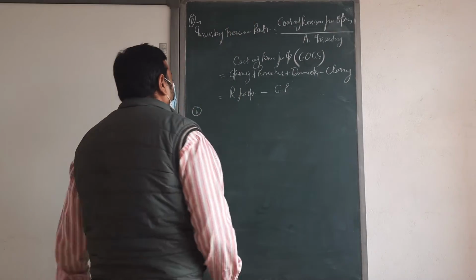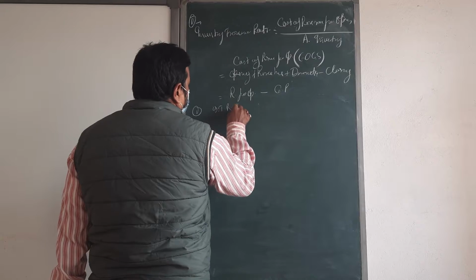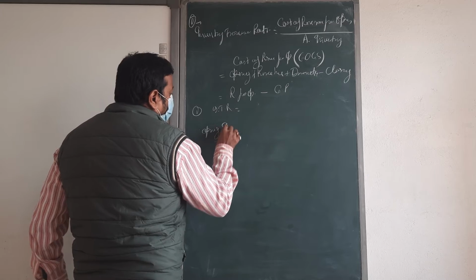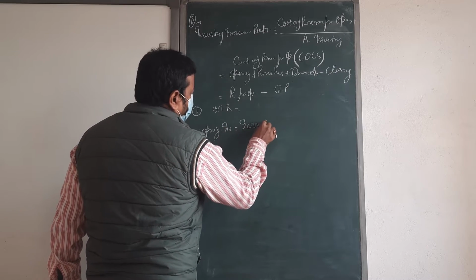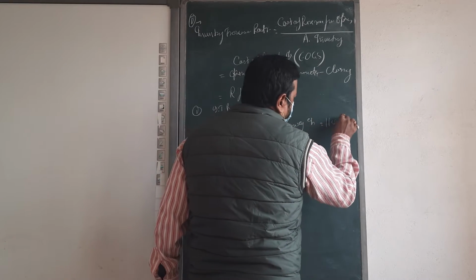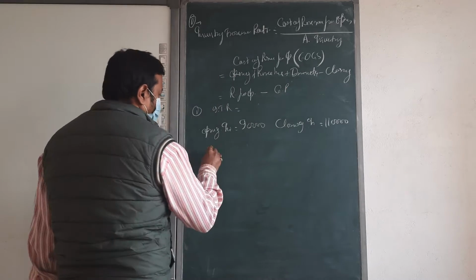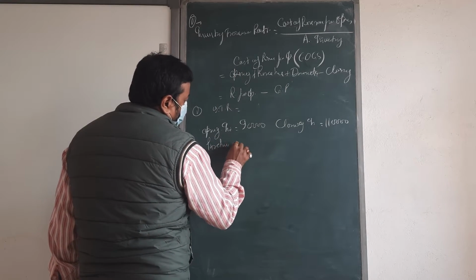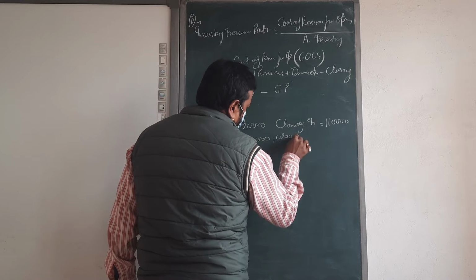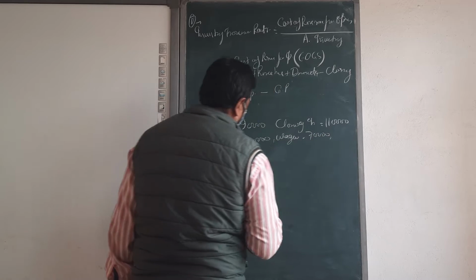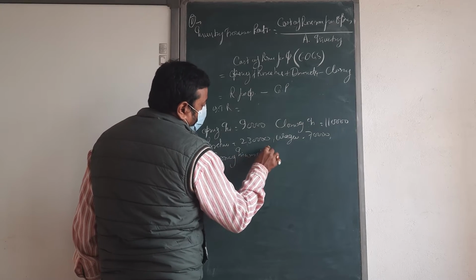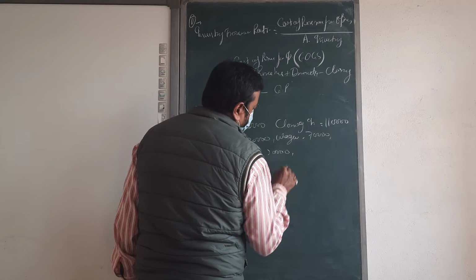Read the question. Calculate inventory turnover ratio from the data given below. Inventory at the beginning of the year, it means opening inventory, 90,000. Closing 1,10,000. Purchase 2,30,000 and wages 70,000. Carriage inwards 20,000. Revenue from operation, sales 4 lakh.